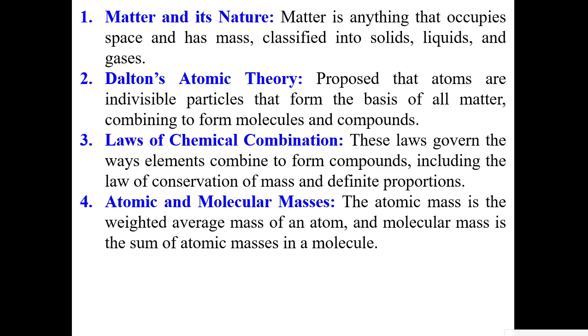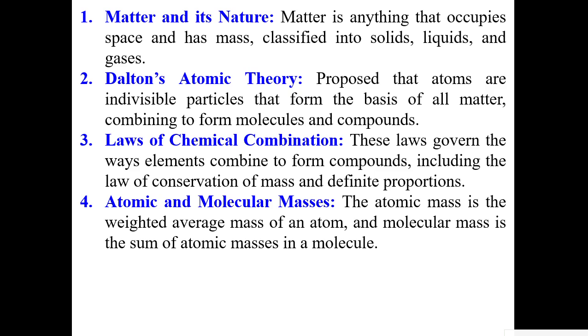They are all governed by certain laws of chemical combination, how they are being combined. These laws govern the ways elements combine to form products, including the law of conservation of mass and the law of definite proportions. If A and B react to form some other product C, in what proportion are they? 1 mole of A and 1 mole of B giving 1 mole of C, or 1 mole of B and 1 mole of A giving 1 mole of D. That is the definite proportion, in natural numbers: 1, 2, 3, and so on.